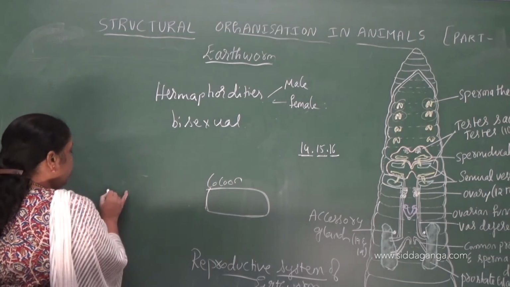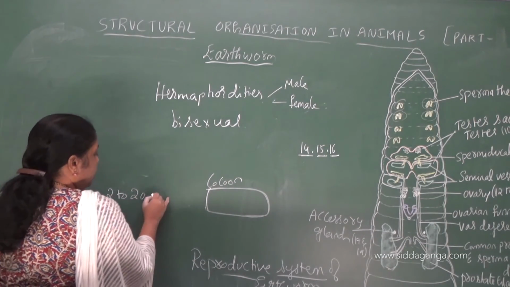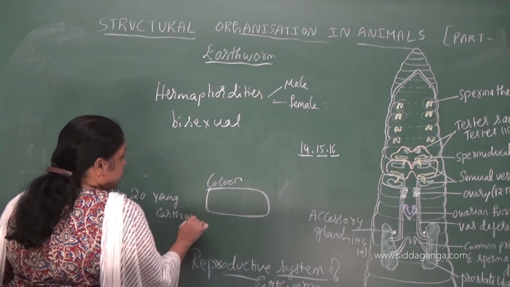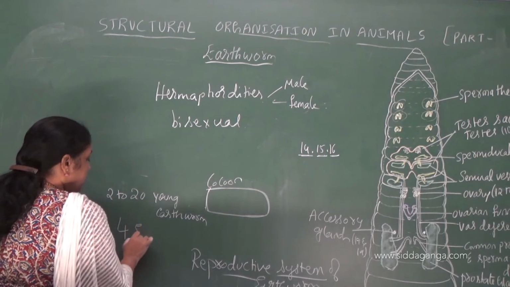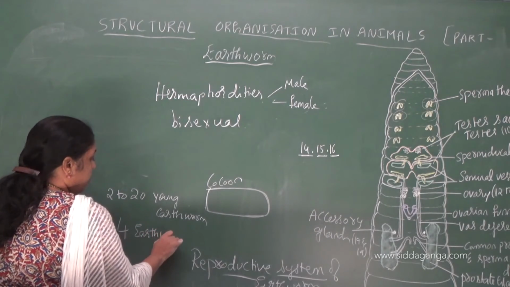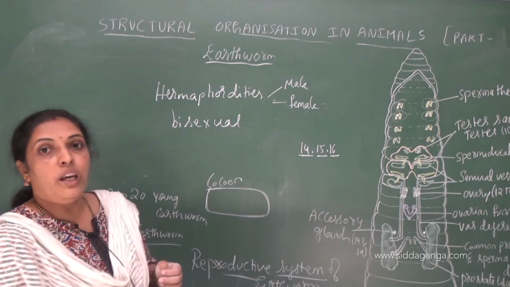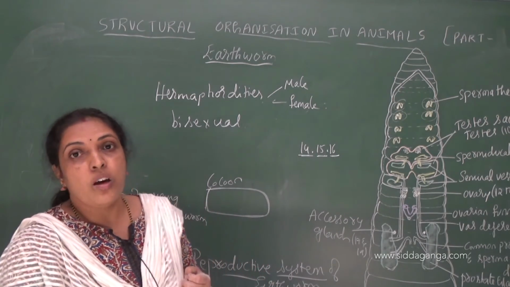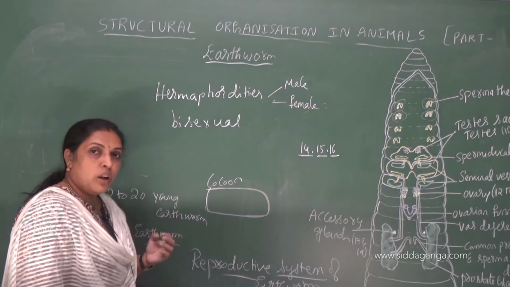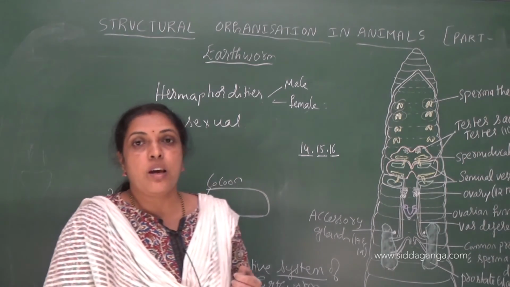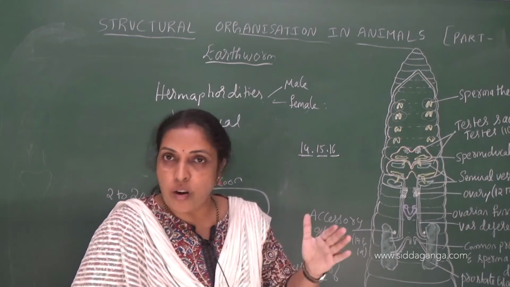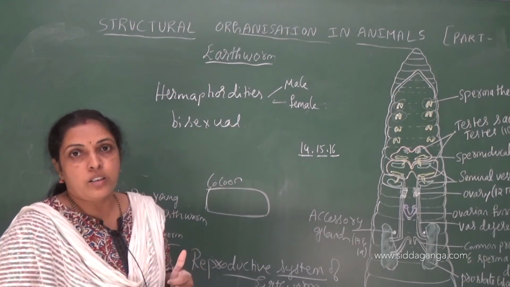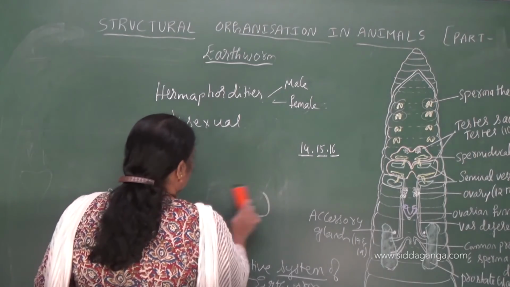From each cocoon, 2 to 20 young earthworms will come out, but on an average, at least 4 earthworms will come out. The development is direct. There are no larval stages. The development in earthworm is direct development. Understood?